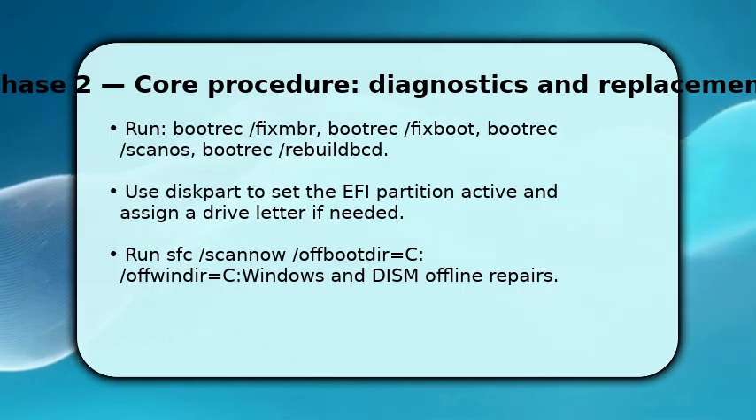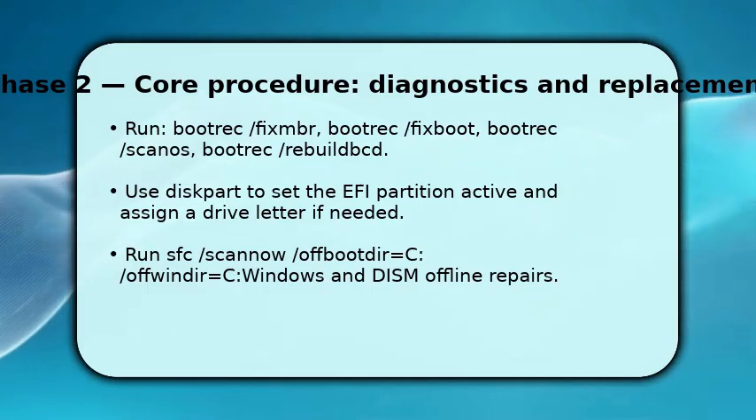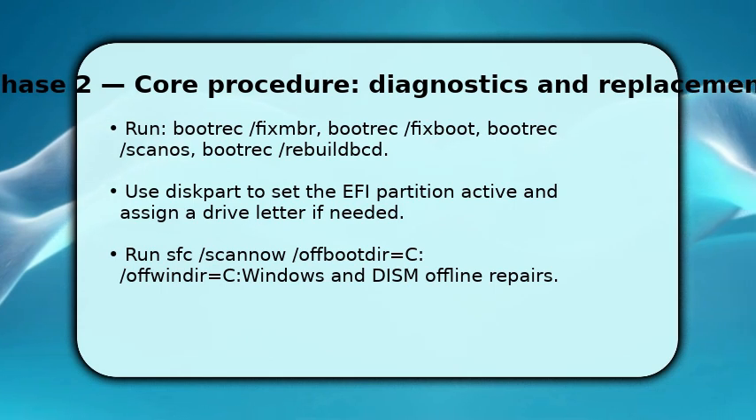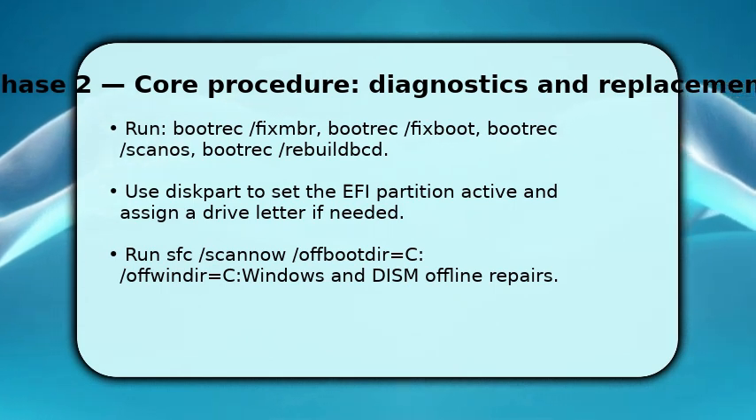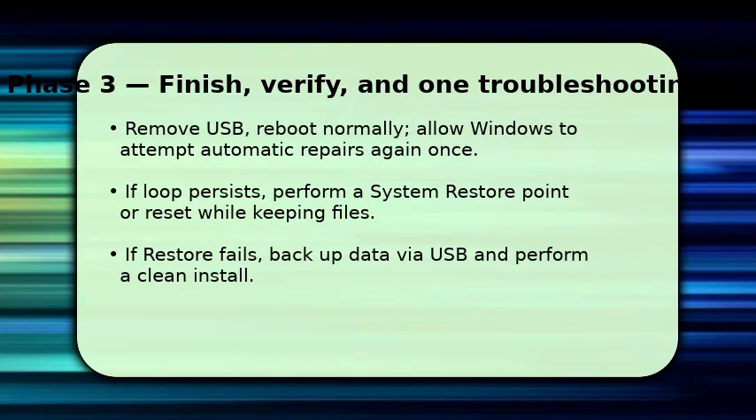Next, run SFC and DISM offline, pointing to the offbootdir and offwindir paths on the mounted Windows volume. These replace damaged system files. You should remove the installer and reboot normally. Windows often completes startup after repaired BCD and file fixes.